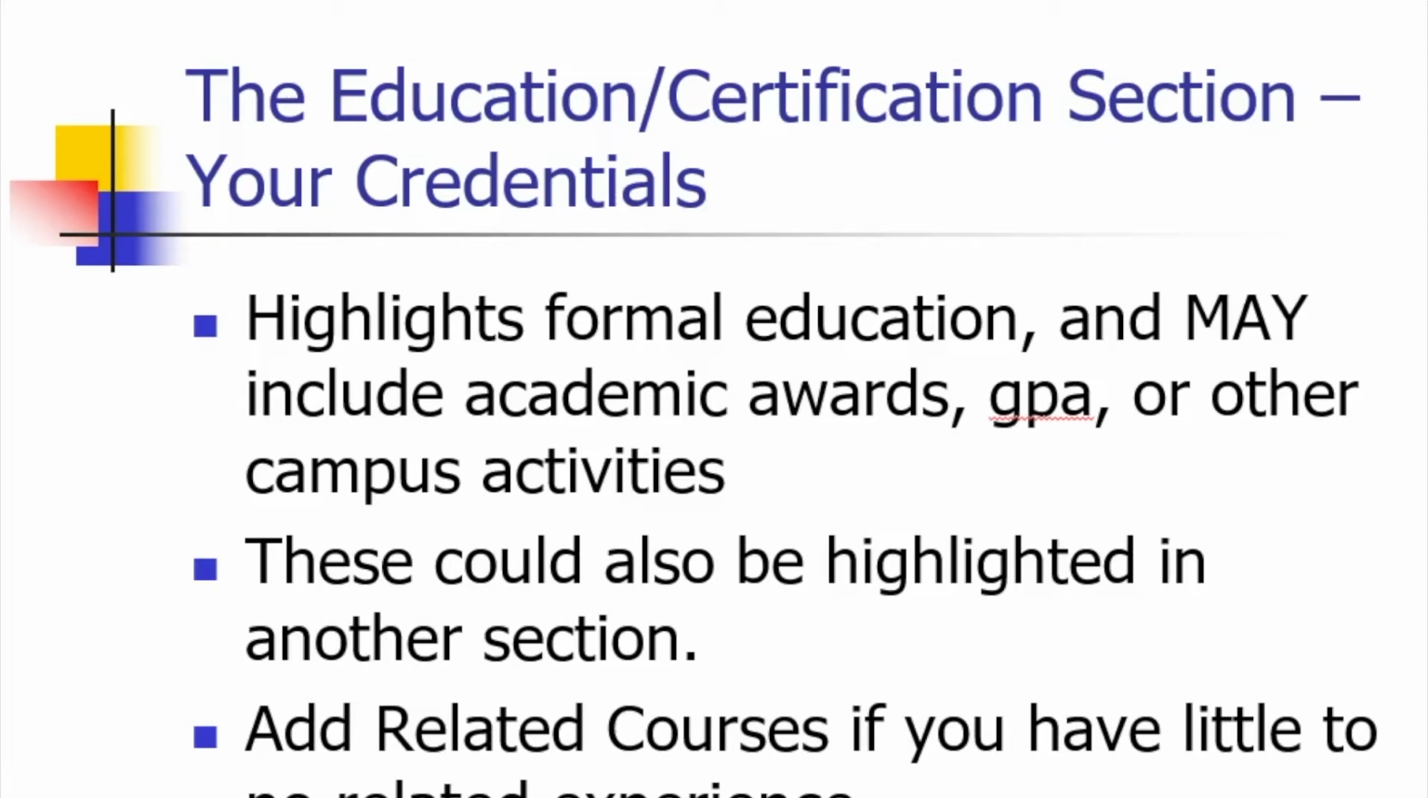Okay, this is where you're really highlighting your formal education. And you can include other things in this area if you'd like to, like academic awards, your grade point average, or other campus activities. Or you could highlight those in another section. It just kind of depends on how much information you have and what other kind of information you have. So for example, if you have related experience, then we want to get to that section a little bit quicker. So I might recommend that you would have a campus and community involvement section, or an honors and award section for those kinds of things.